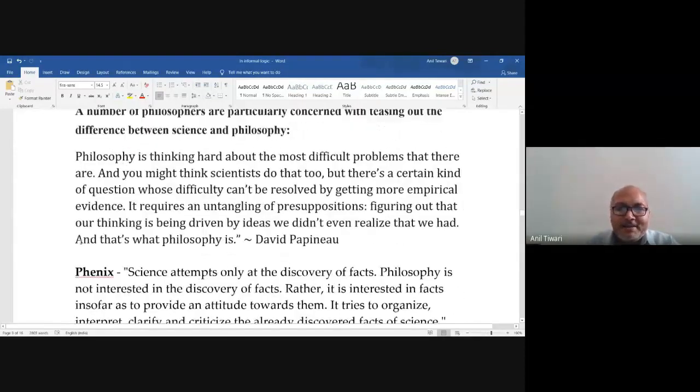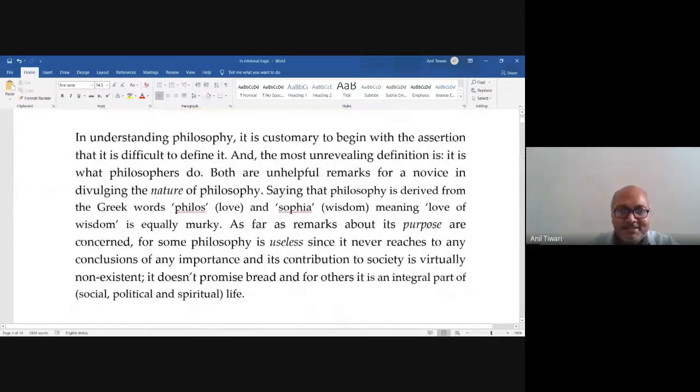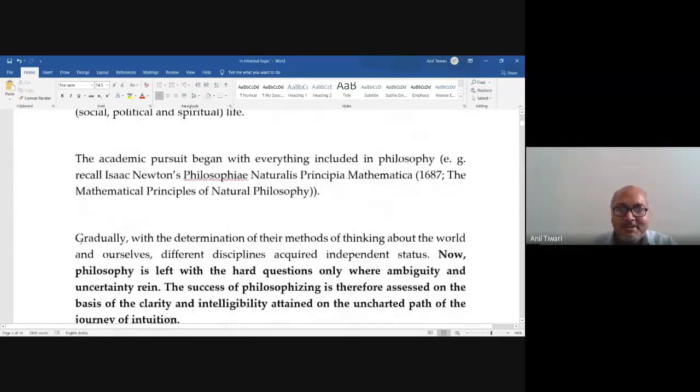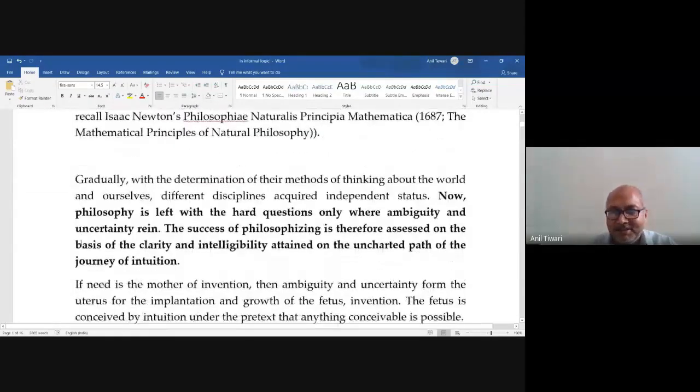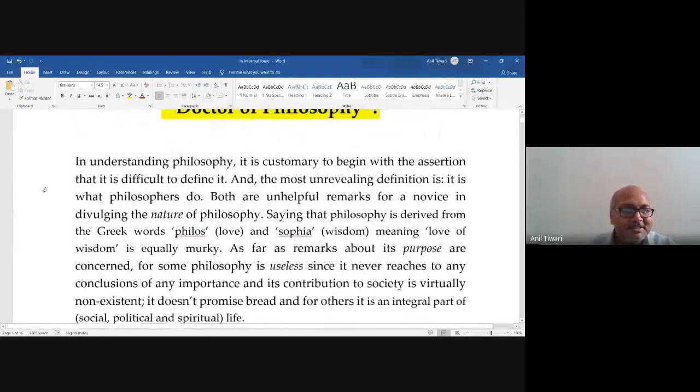Now, what I personally mused for your reflection by observing all these definitions, I will just read out what I thought initially, before so many things happened. So it's all tentative, but I just want to bring it to your notice. In understanding philosophy, it is customary to begin with the assertion that it is difficult to define it.